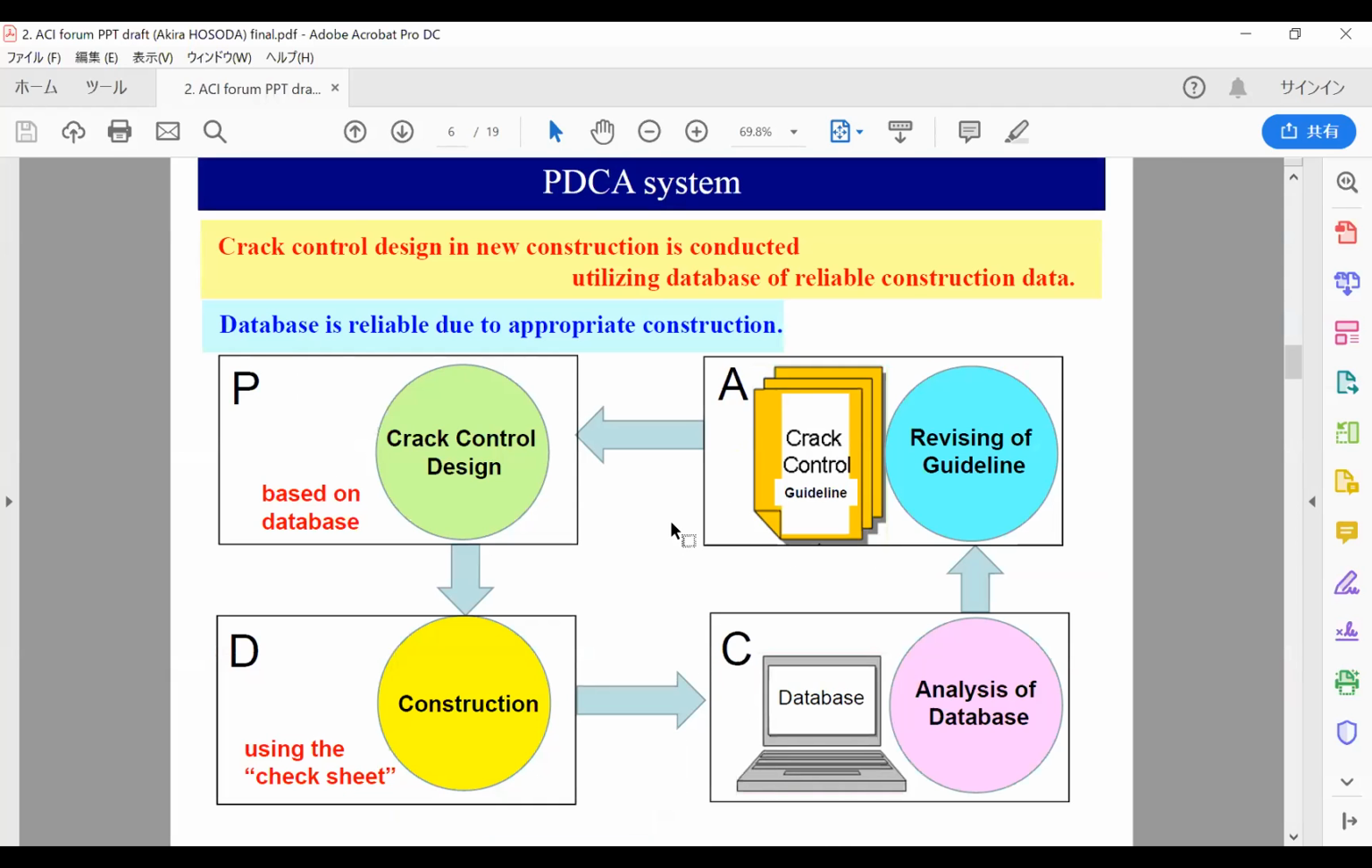This slide shows the Yamaguchi system briefly. It's a kind of PDCA system. Today's topic is related to the crack control system. First of all, crack control design will be done. It's a kind of durability design which you learn in my lecture.